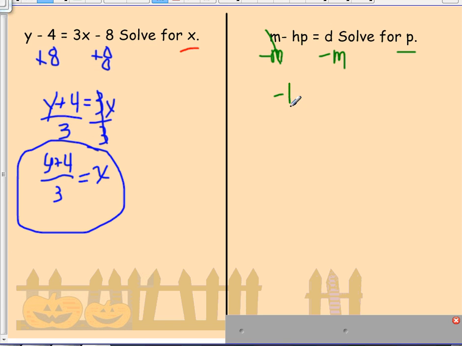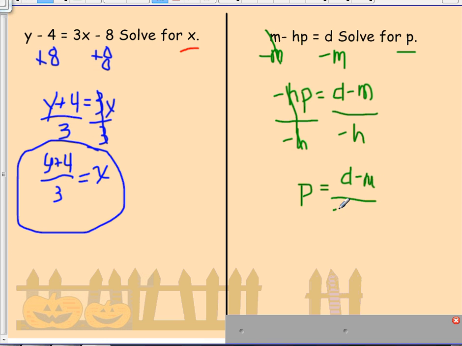And I'm left with negative hp equals d minus m. Now, I want p by itself, so I'm going to divide by negative h. Divide the entire other side by negative h. Get rid of those, and p equals d minus m all over negative h.